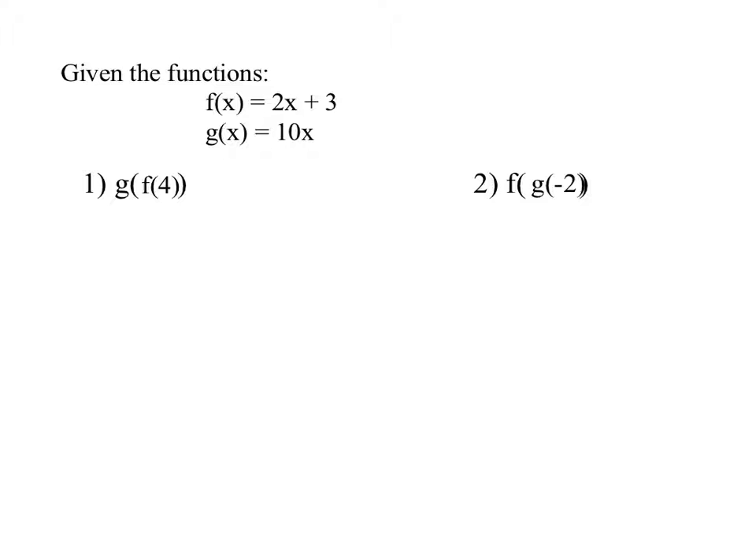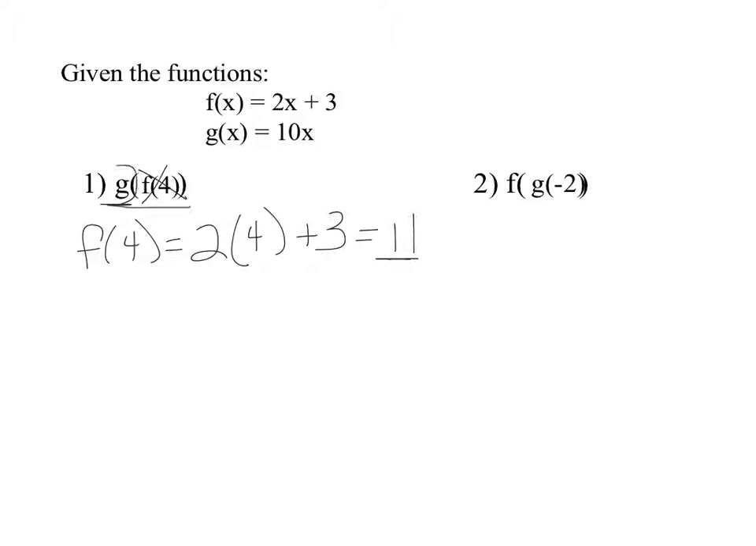So for example, I want to find g of f of 4. So look at the number. There's 4. What's closest to 4? f. So I'm going to start with f and plug 4 in for it. So I plug in 4, and whatever answer I get, I plug into the other one. So that would be 11. And then whatever answer I get, we just did this one, so we're left with just having to use the g. And g of 11 would be 10 times 11, which is 110.